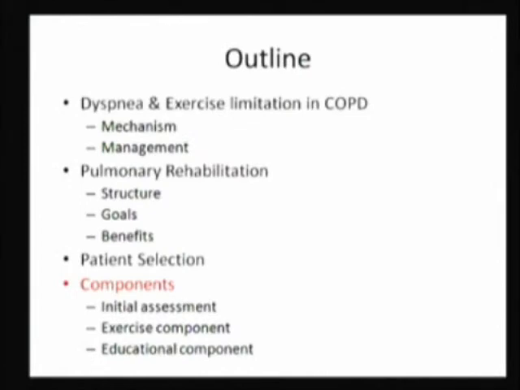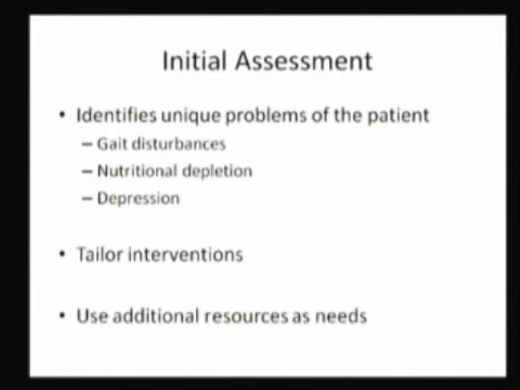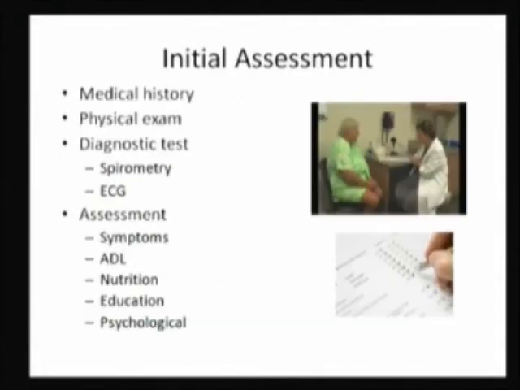Now we'll move to discuss a bit the components of pulmonary rehabilitation. The most important, the cornerstone, is actually the initial assessment, and it identifies unique problems of the patient, including gait disturbance, nutritional depletion, and depression. So it's used to tailor intervention and bring in additional resources to the basic components, so we can get in a psych consult, nutritional evaluation, or smoking cessation for patients who continue to smoke.